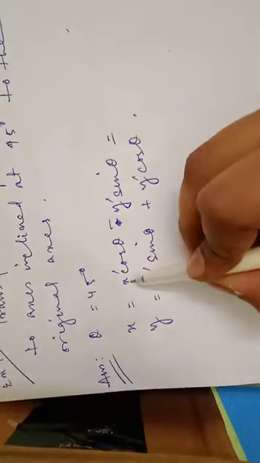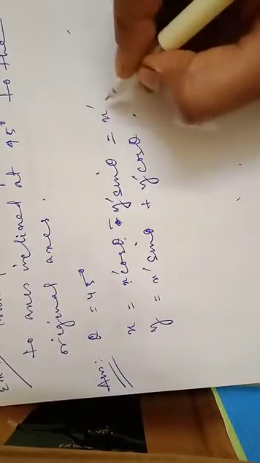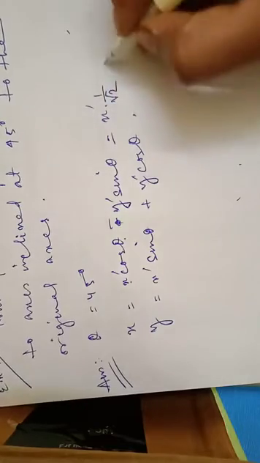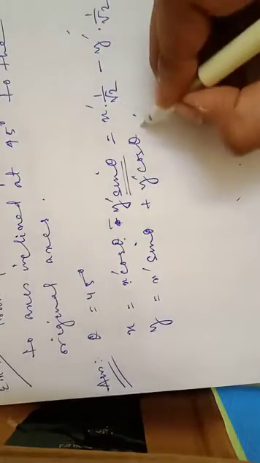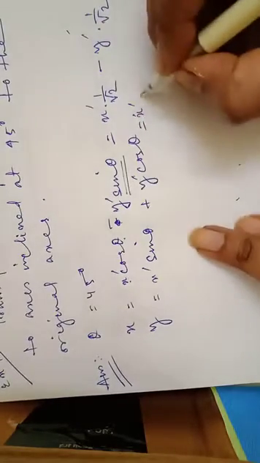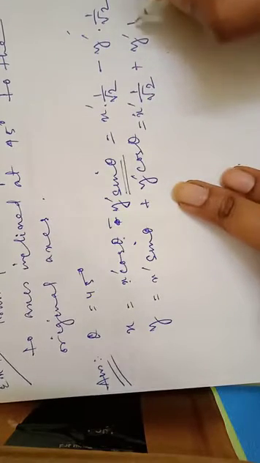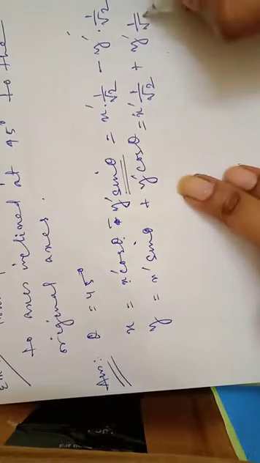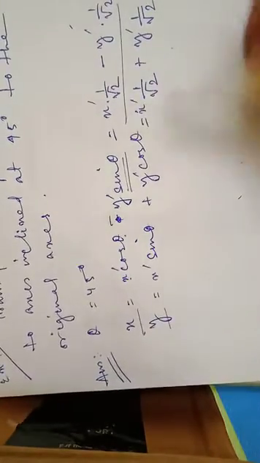So putting the value of theta as 45 degrees, that is x dashed cos 45, which is 1 by root 2. So it will become x dashed into 1 by root 2 minus y dashed into sin 45 degree, that is 1 by root 2, equals x dashed sin 45, 1 by root 2, plus y dashed cos 45, that is 1 by root 2. So this is the value of x and this is the value of y.